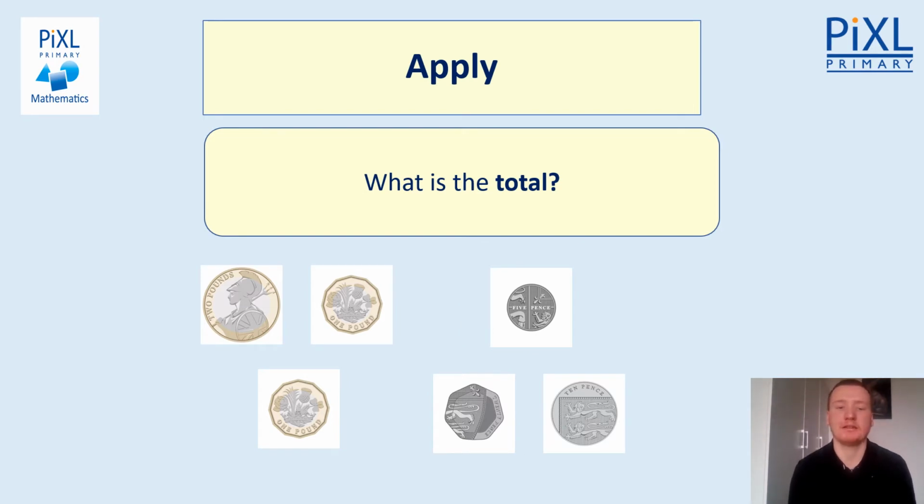Same again, what is the total? Look at the values of the coins, get them out in front of you if you've got this change. We've got a mixture again, so make sure you add up your pounds and then add up your pence and put them together. Pause the video and have a go.